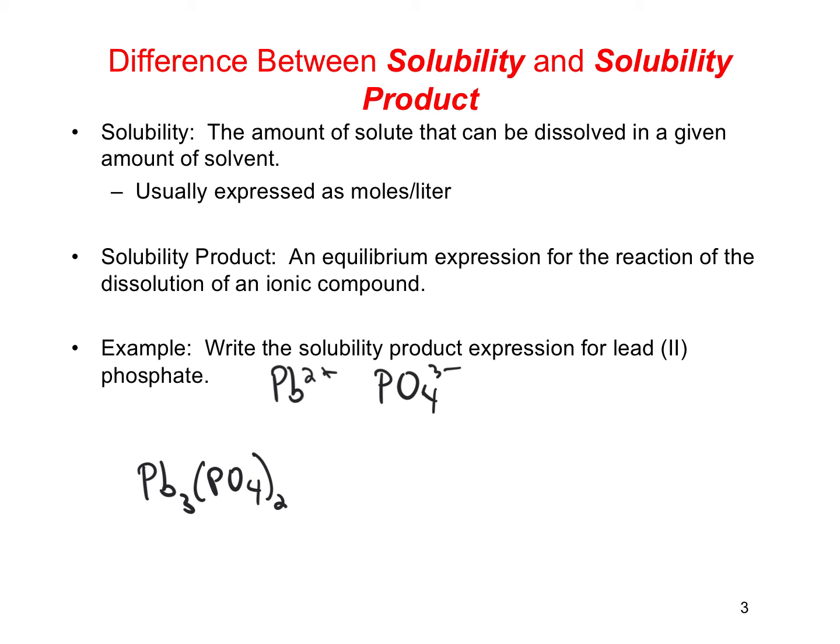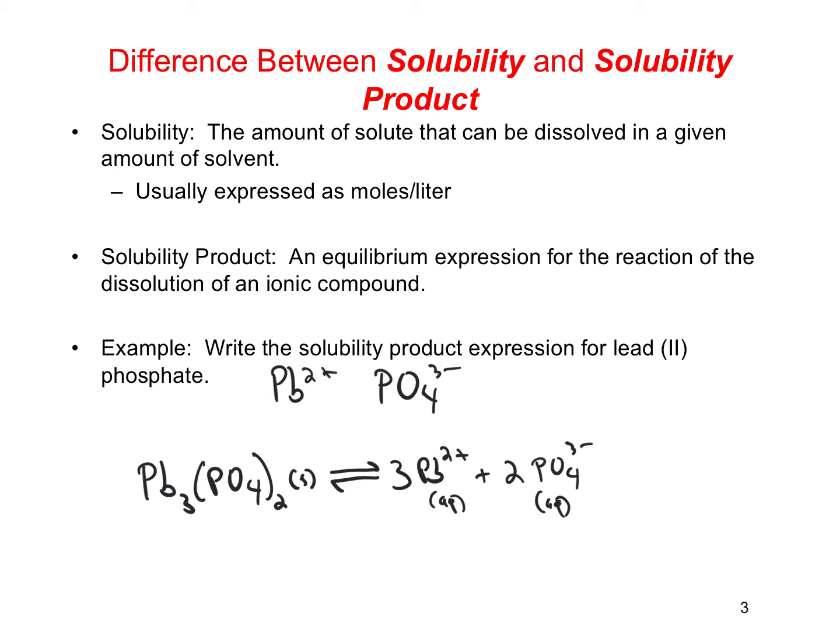So then the chemical reaction for the dissolution of lead(II) phosphate is going to be, if I have solid lead(II) phosphate, then that's going to dissociate into 3 lead ions and 2 phosphate ions. All right, and so that's the chemical reaction for the solubility product.